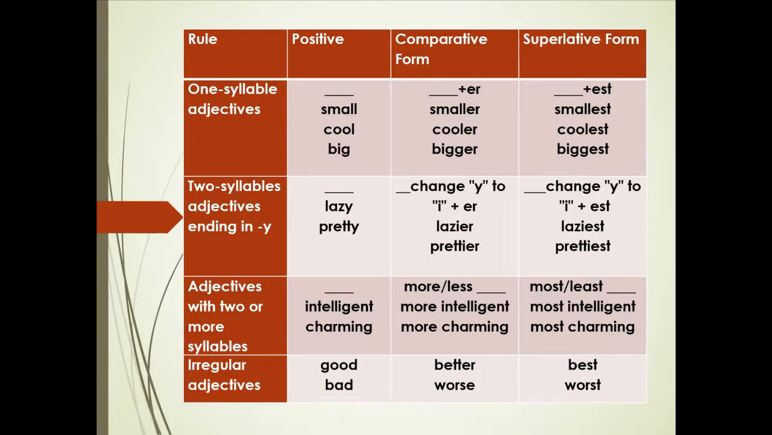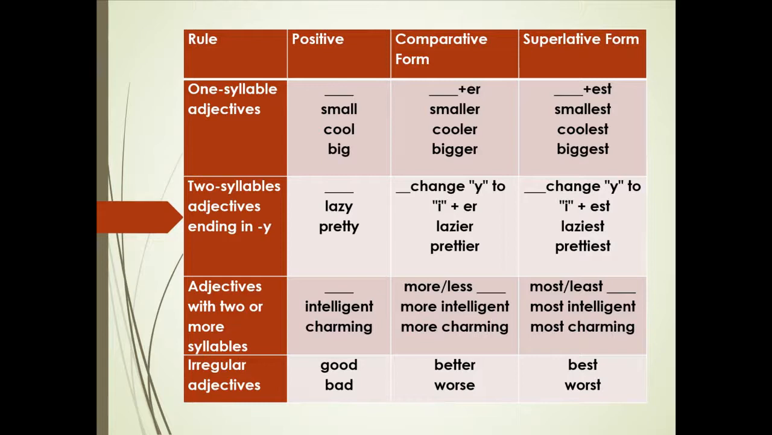For one syllable, look at the left hand side. There are rules for one-syllable adjectives, two-syllable adjectives which end with y, adjectives with two or more syllables, and at the end, irregular adjectives. And on the right side you can see all the forms: positive, comparative, and superlative. Let's begin with the first row. One-syllable adjectives like small, cool, big. These are all positive.